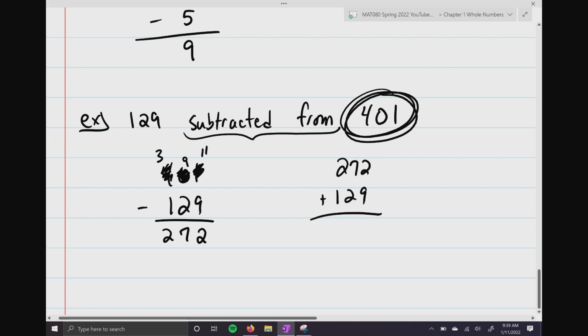Let's try. 2 plus 9 is 11. Carry the 1. 1 plus 7 is 8. Plus 2 more is 10. Carry the 1. 1 plus 2 is 3. Plus 1 more is 4. So we do get our 401, which is what we wanted, so we know we're good.